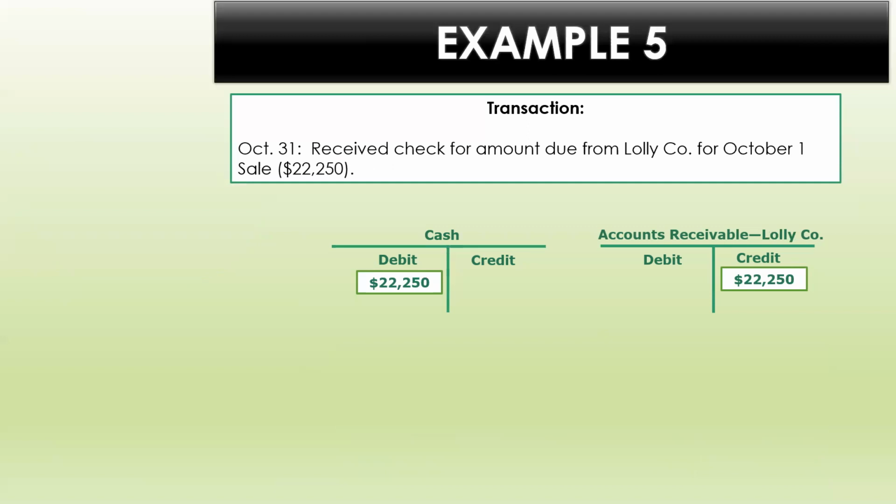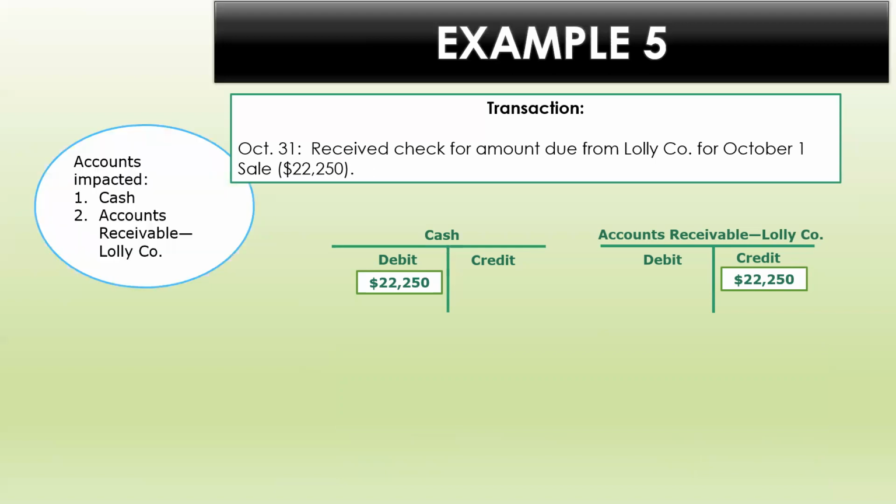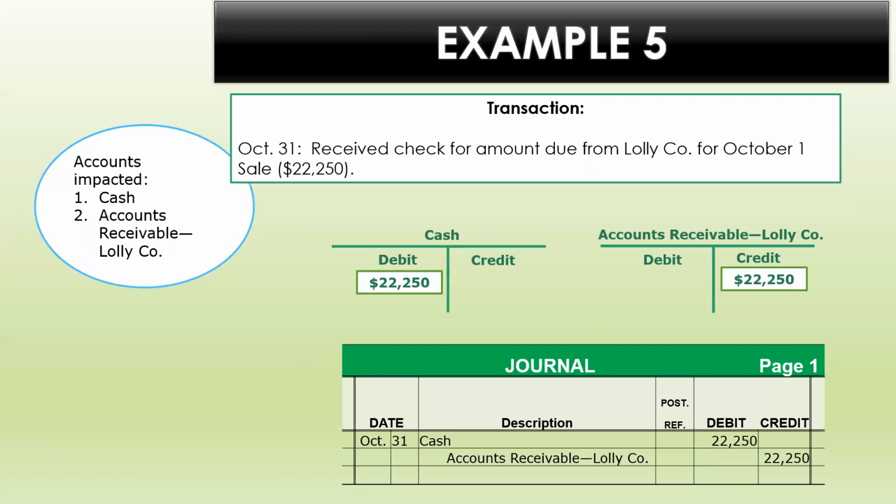Example 5, transaction. On October 31st, we received a check for amount due from Lolly Company from that October 1st sale, which was in the amount of $22,250. The accounts impacted are cash and accounts receivable, Lolly Company. This is what it looks like journalized.